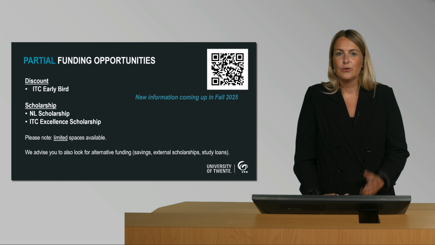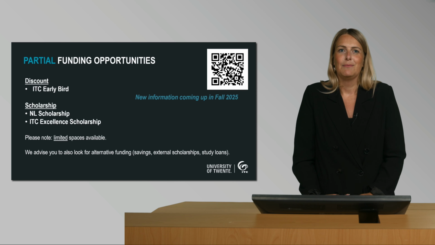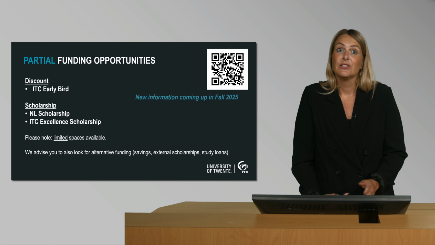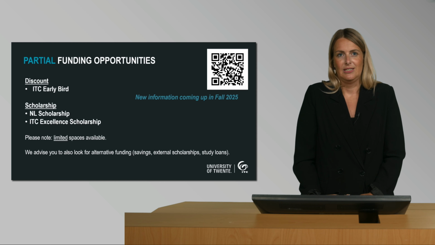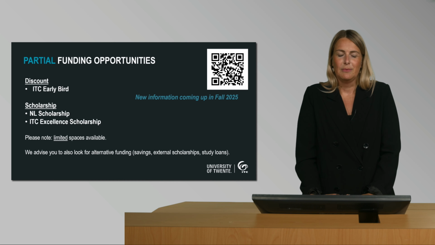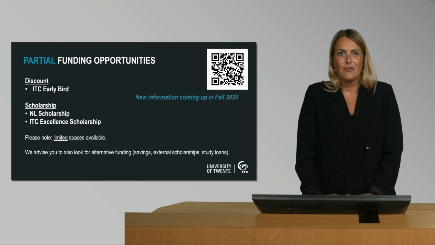In October, the portal opens to apply, so keep the website in mind if you would like to receive the latest updates on these funding opportunities. We do want to mention that securing funding is your own responsibility, so start your search very soon.